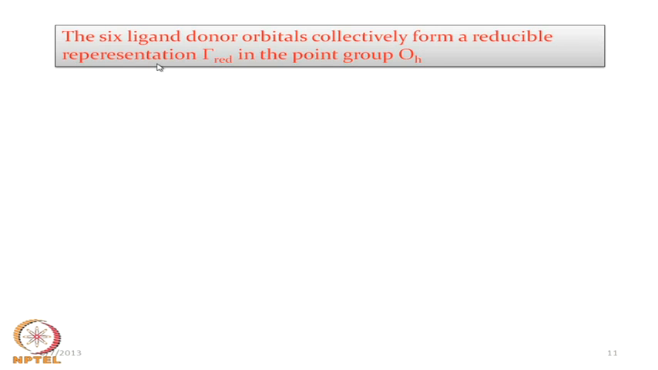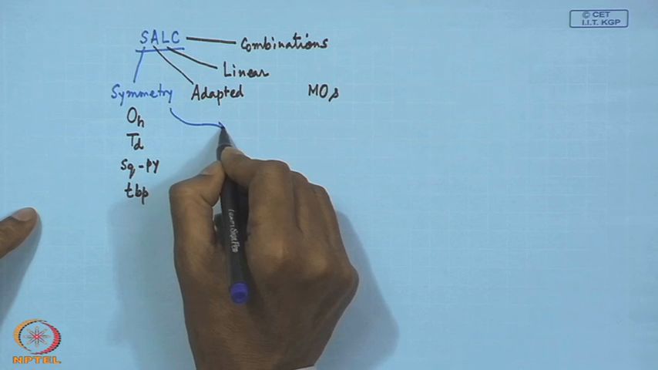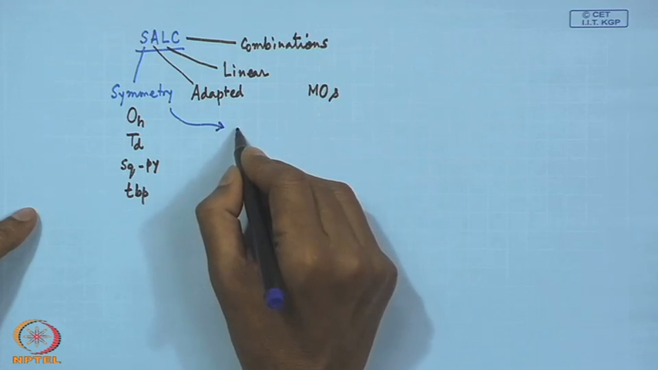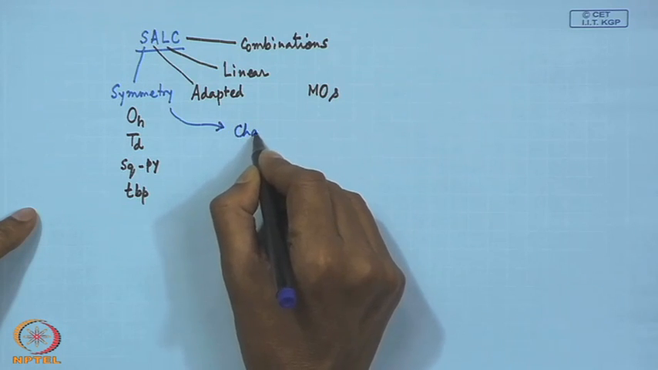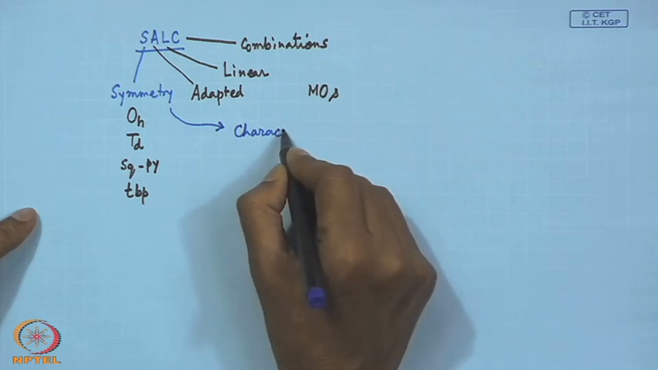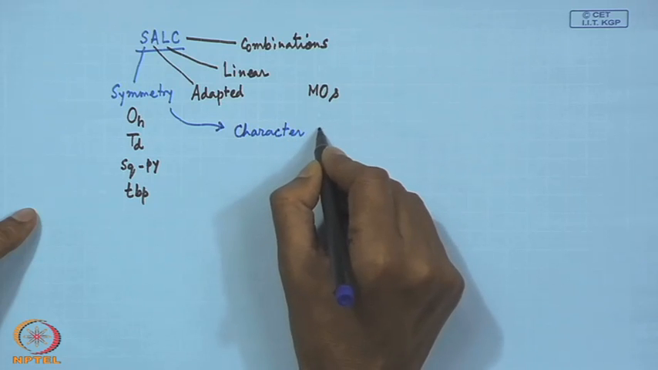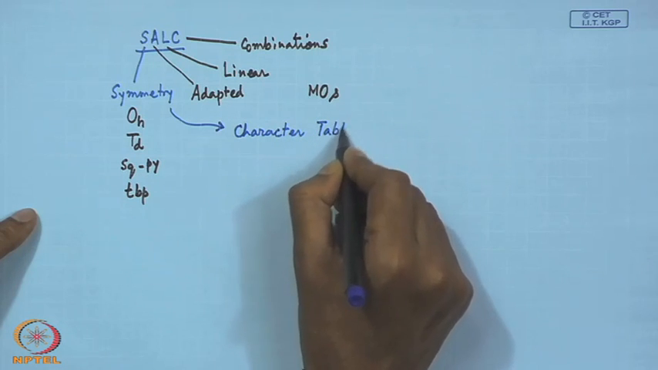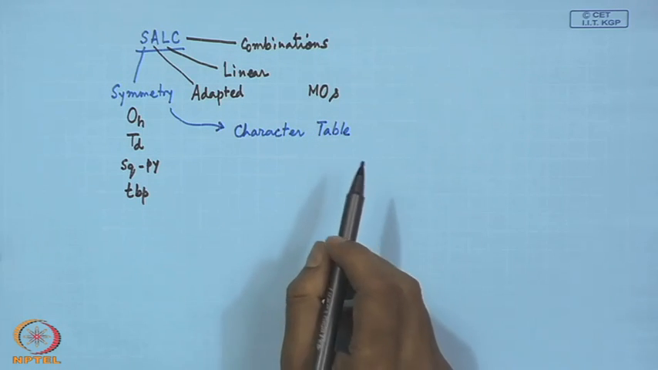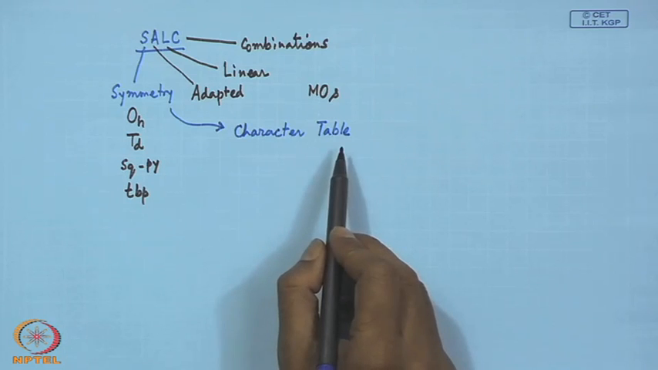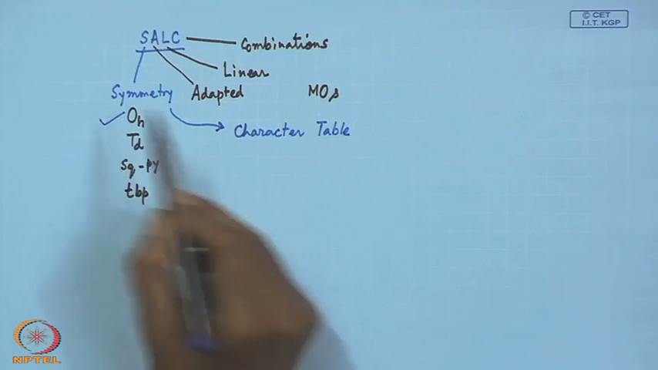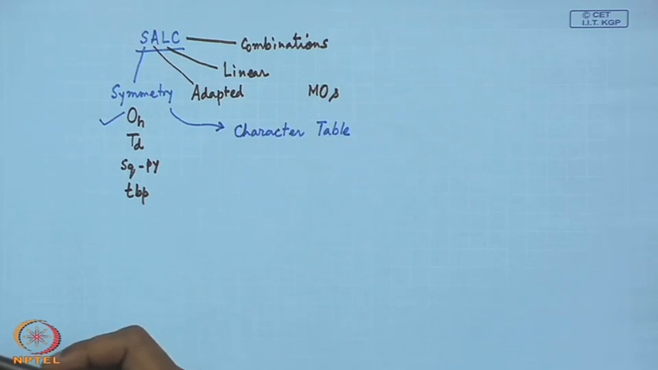So, since we are talking about the corresponding symmetry level, for getting all these things we have to utilize the corresponding character table for the symmetry level of the different orbitals. So, if we utilize the corresponding character table for octahedral symmetry, we will have the typical reducible representation.